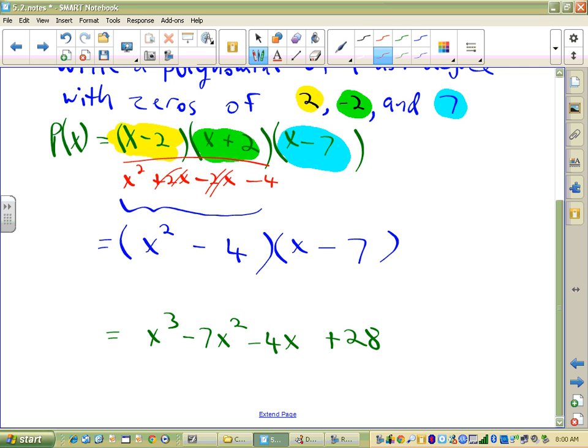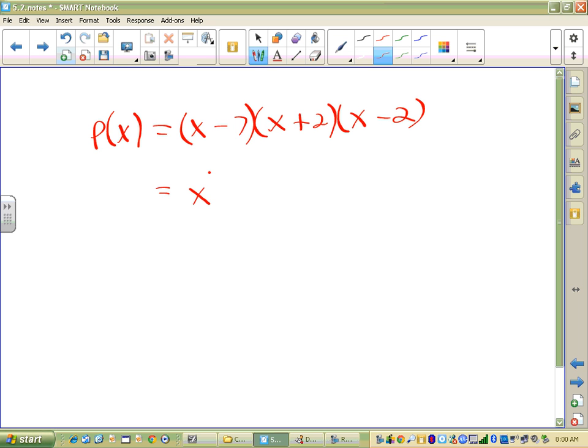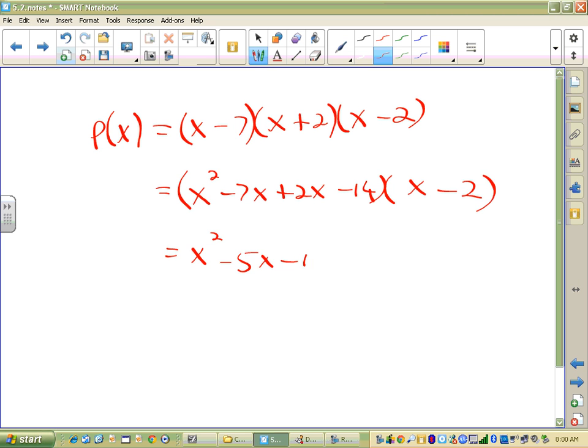Oh, yeah, good question. Would that have ended up the same if it was in any order? So let's look at that. Let's look at P of x is x minus 7 times x plus 2 times x minus 2. So if we FOILed this, we'd get x squared minus 7x plus 2x minus 14, that quantity times x minus 2. So we'd get x squared minus 5x minus 14 times x minus 2.